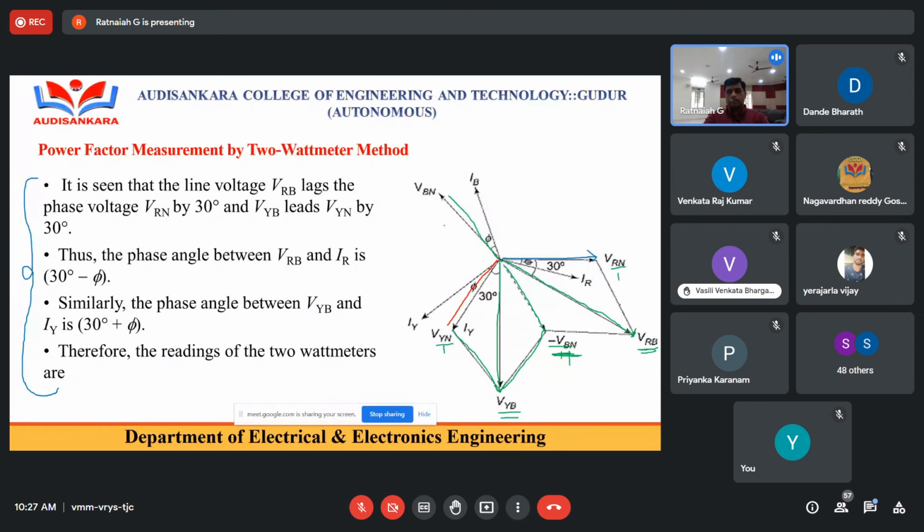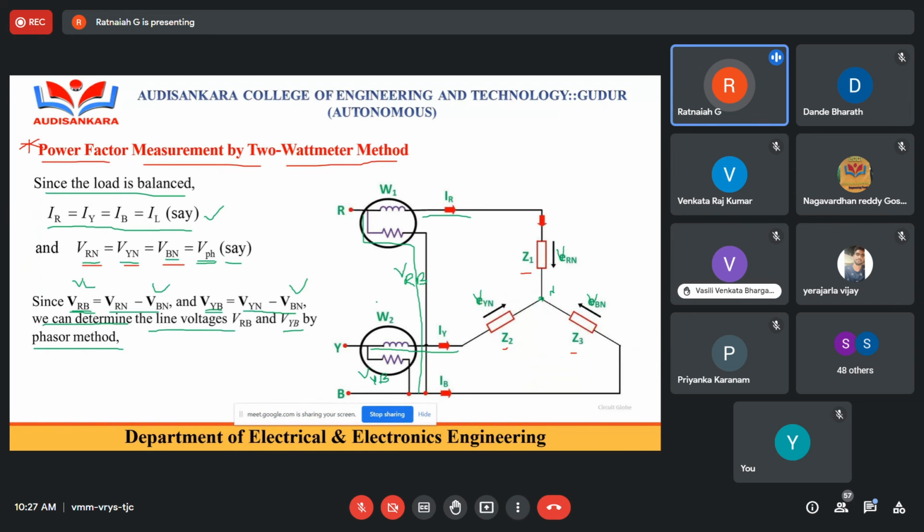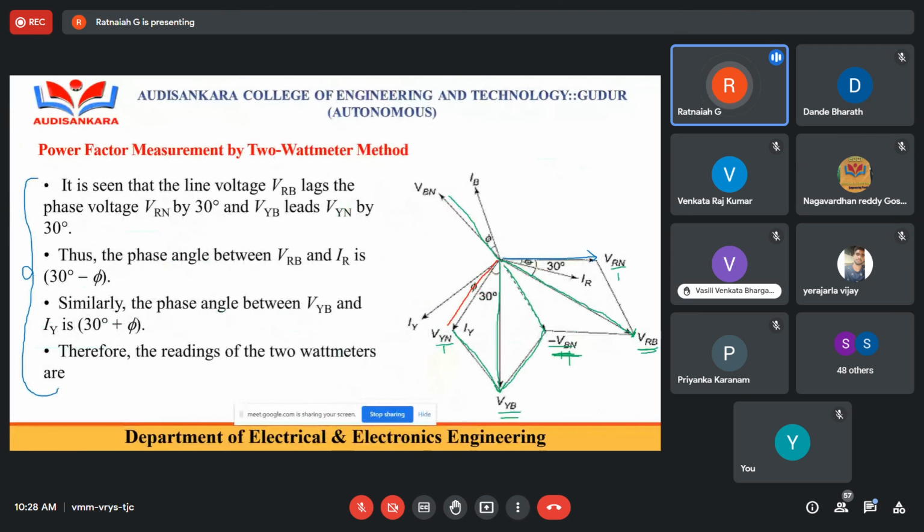Now, what is IR, IY, IB? Let us assume the load connected over here is an inductive load. For an inductive load, if you take voltage as a reference, the current always lags by an angle phi for an inductive load. I already told this in the previous class. The current always lags the supply voltage V by a certain angle phi. Similarly, here I have three loads Z1, Z2, Z3, assuming a balanced load.